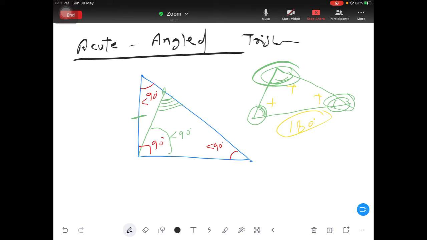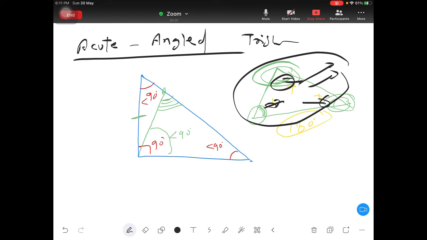This 180 degree concept is valid for all types of triangles. Whatever triangle we are doing, if you add their internal angles, you should get 180 degrees. It is not limited to a particular triangle. No, there is no limitation. You can have any type of triangle.